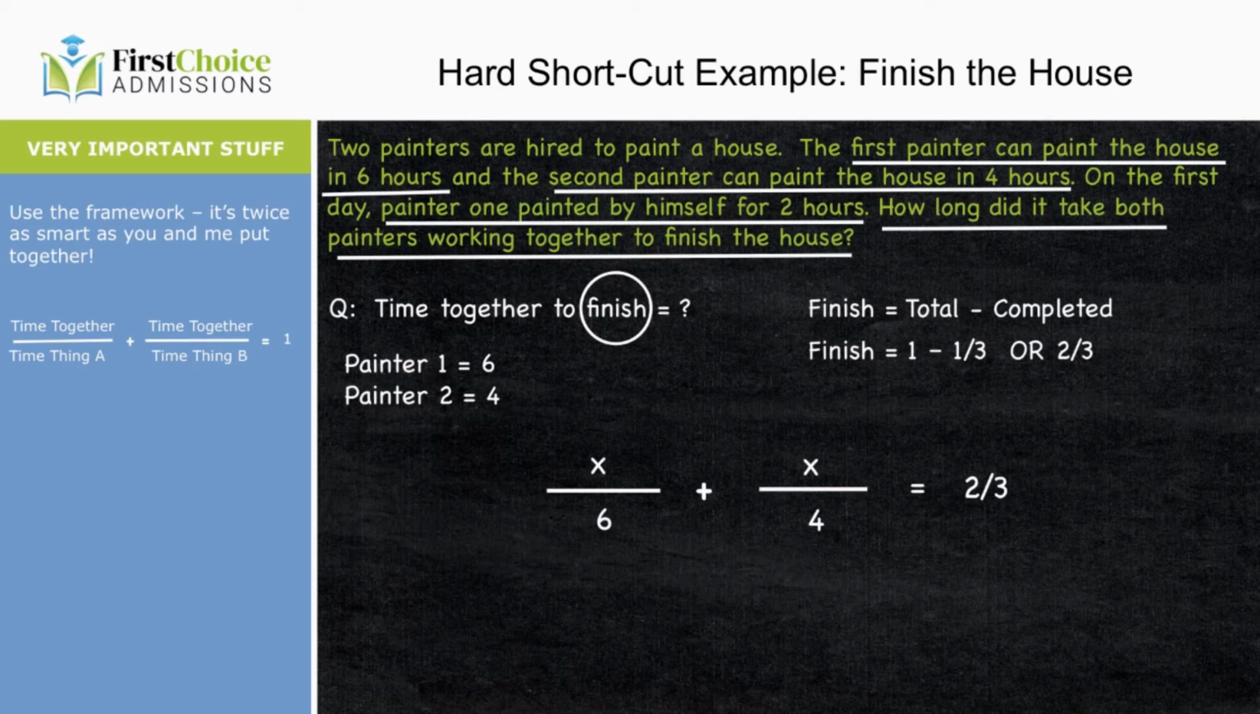But for you, now that you have both the shortcut and full knowledge of what finish means, this is pretty darn straightforward. We are just going to multiply through by 12 again, and when we do, the math is going to be exactly the same. 2x plus 3x equals 8, 5x equals 8, and we are again left with x equals 8/5. Okay, very nice job. Let's try one more.